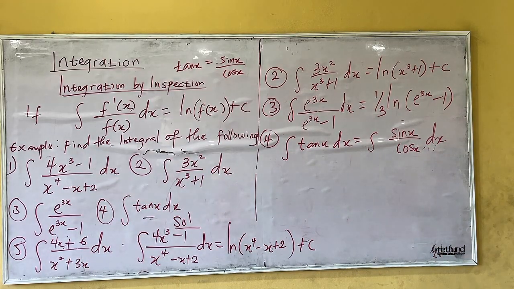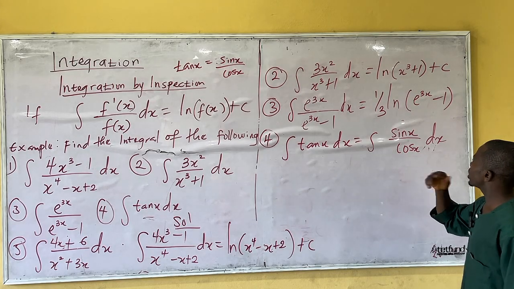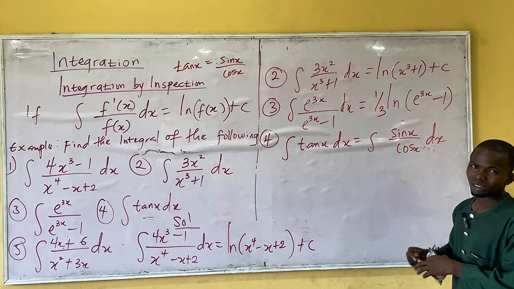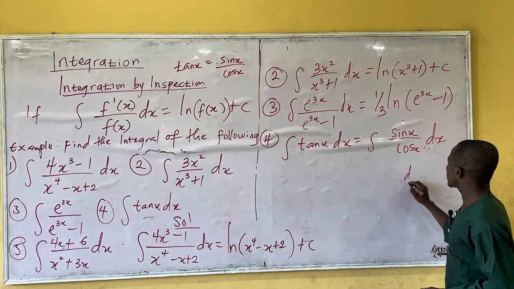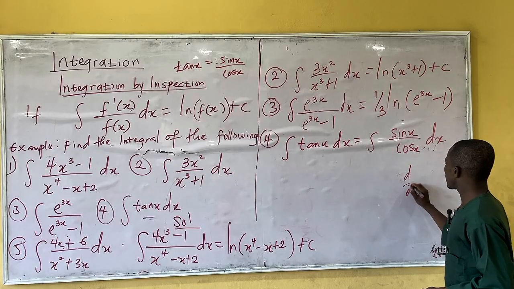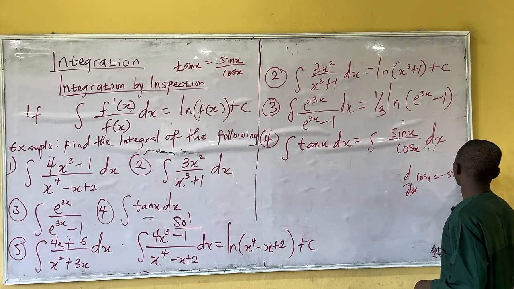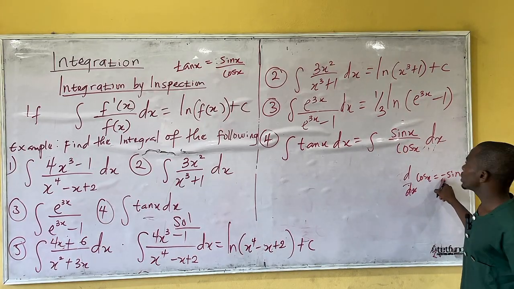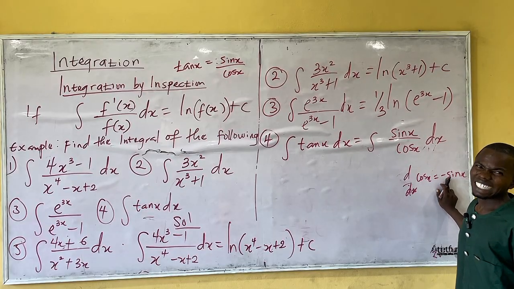Now I want to inspect. Probably you can go by inspection. But I want to inspect the denominator. If I differentiate cos x, it will give me minus sin x. That is, d/dx of cos x gives me minus sin x. Although it is similar to the numerator, there is a negative. Due to the negative, what can make this negative cancel is to multiply by negative.